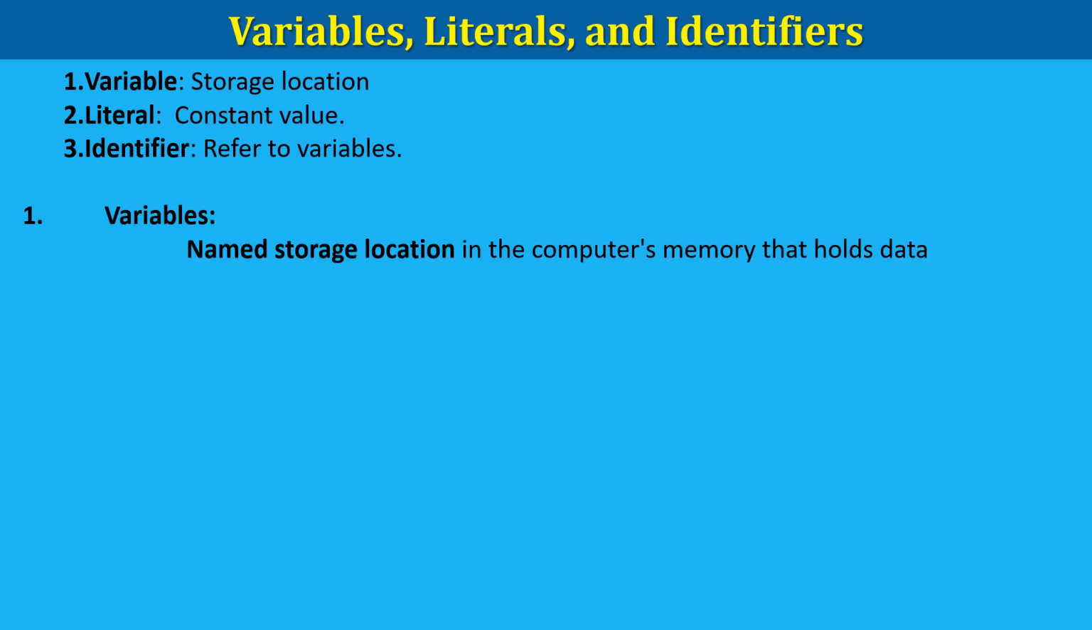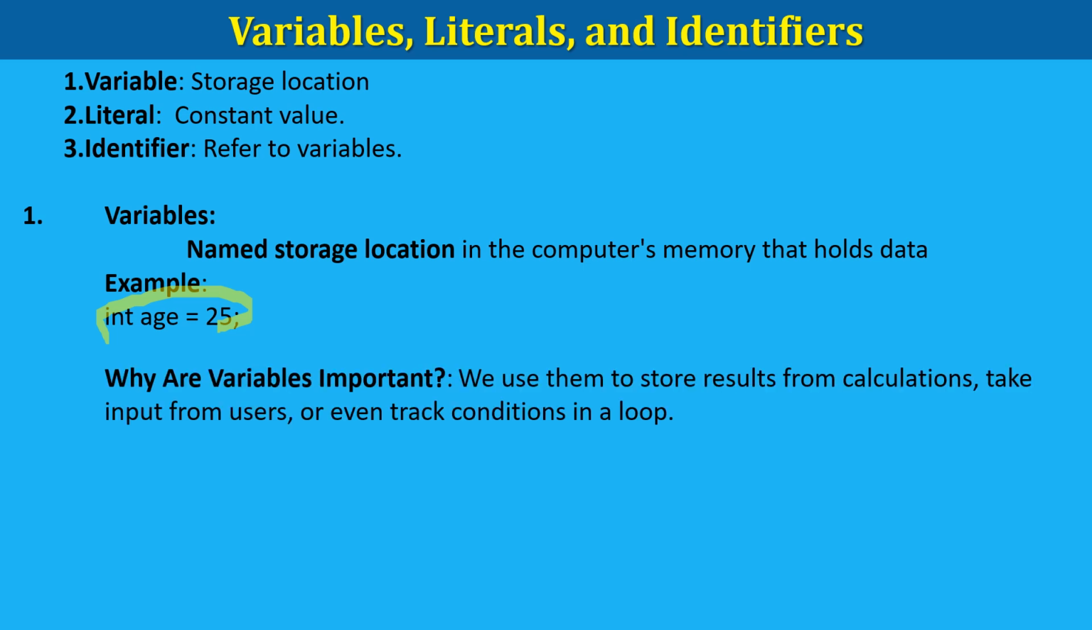A variable is a named storage location in the computer's memory that holds data which can change during the execution of a program. When we create a variable, we are essentially reserving space in memory to store information. An example is here: age is a variable of type int that stores the value 25. The value stored in a variable can change as the program runs. For example, if a user inputs a new value, the variable can store the new value. It is dynamic, unlike literals, which are fixed.